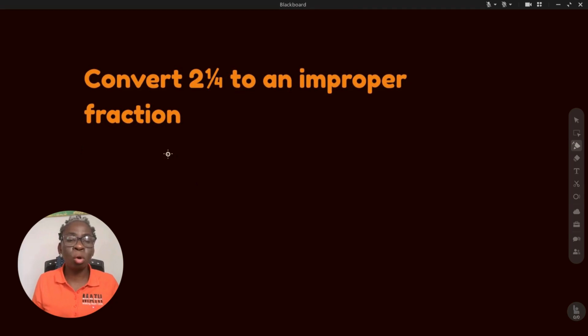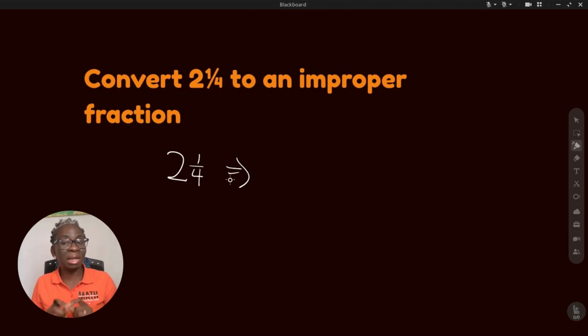Now we have 2 whole number 1/4. If you want to convert this to improper fraction, don't forget that improper fraction means the bigger number is sitting on the smaller number. That is improper. So to convert this, we will multiply the denominator by the whole number. That is, we will say 4 times 2. Then we add the numerator, add 1.